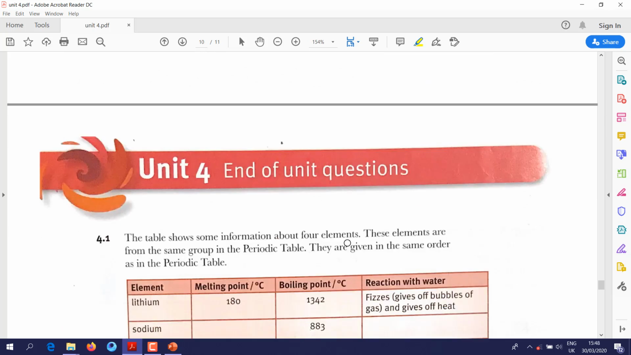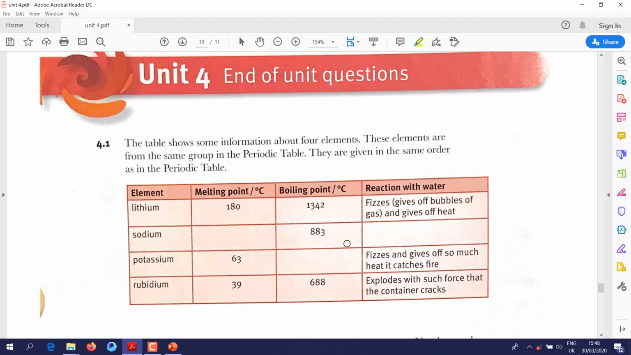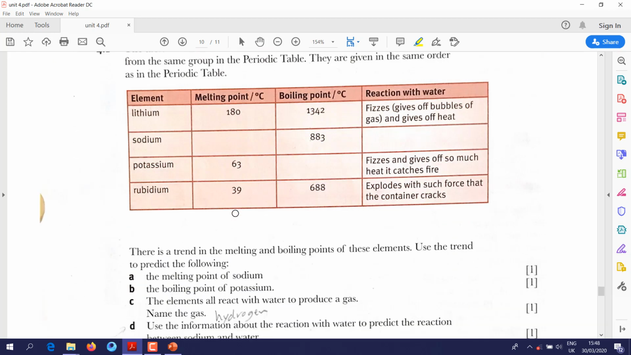This was everything for unit 4. Your homework will be solving the questions and also reviewing the revision book for checkpoint unit 4.